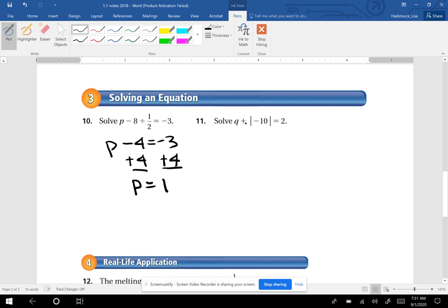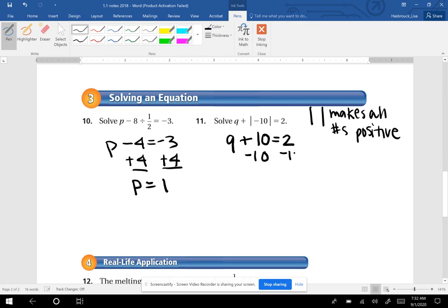For number 11, q plus the absolute value of -10. Recall, absolute value makes all numbers positive. So knowing that the absolute value sign makes all numbers positive, this will become q plus 10. Now we can get q alone by moving that 10. If it's a +10, to move it, we need to subtract 10 from each side. Bring down our q. These 10s cancel out, and 2 minus 10 is -8.